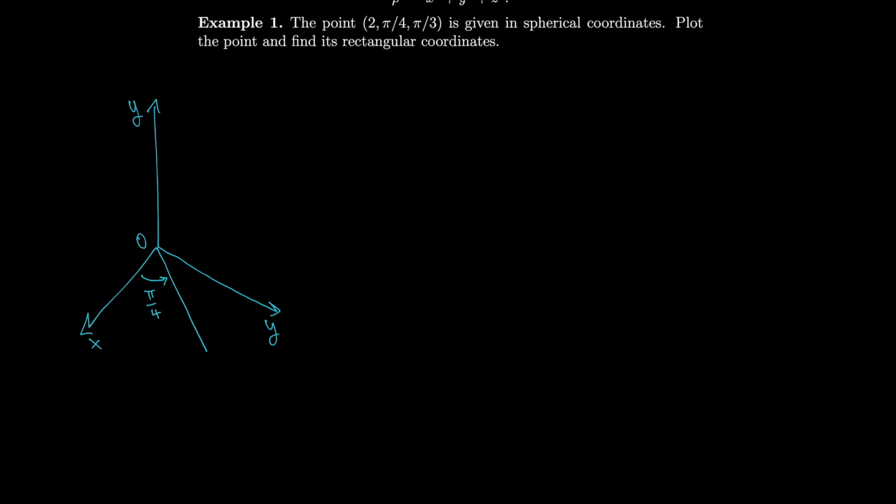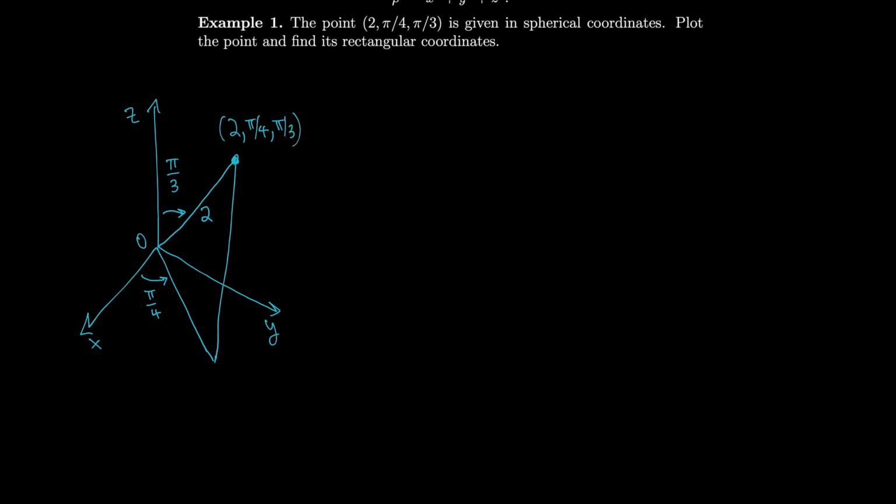And I want to make sure that I go pi over 3 rotated down from the z-axis. Oh, I wrote y twice. I need a z over there. So let's say here's the pi over 3 rotation. And it's got to be a distance 2 for rho. So that kind of lies above this thing over here. So maybe I could draw it something like this. So here's our point over here at (2, pi over 4, pi over 3).